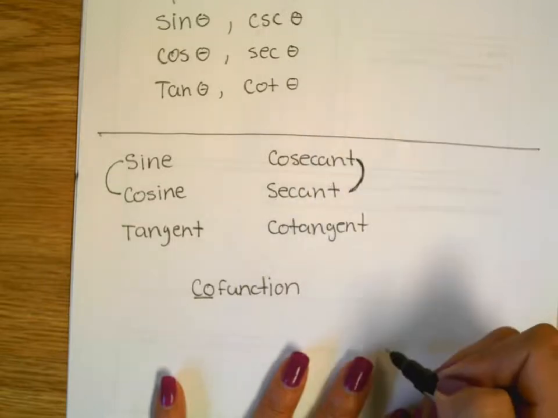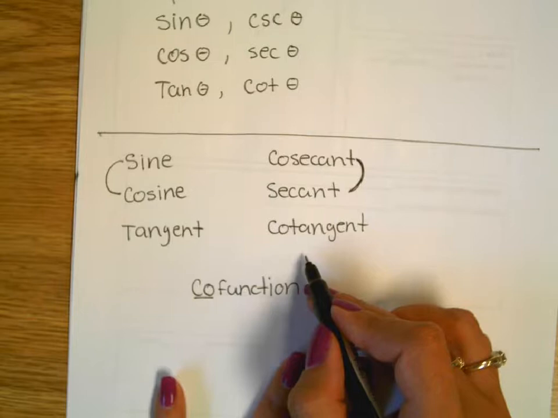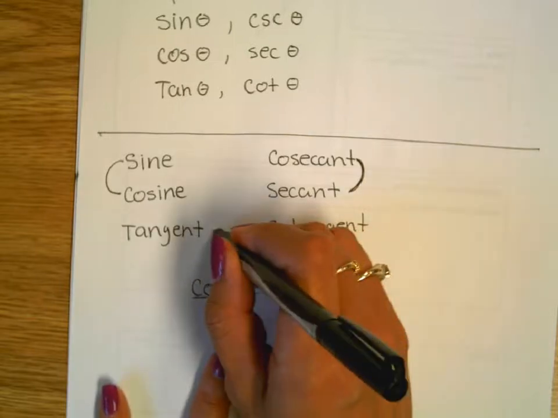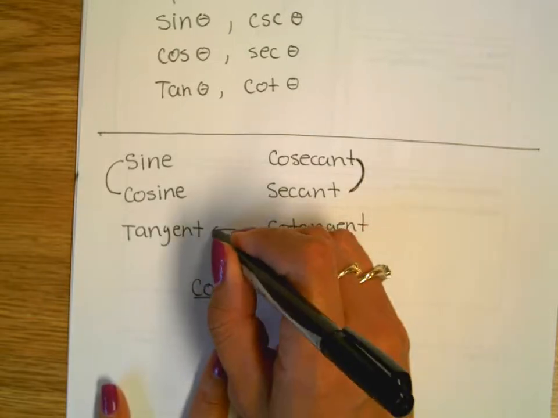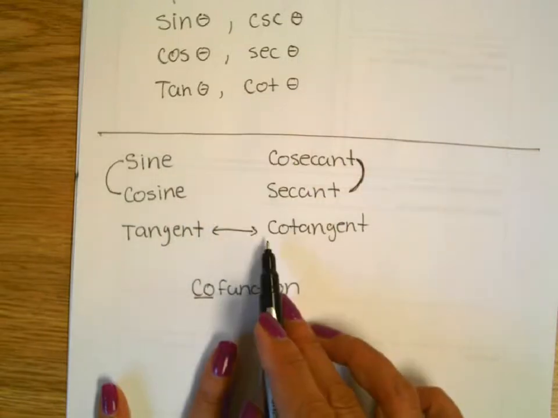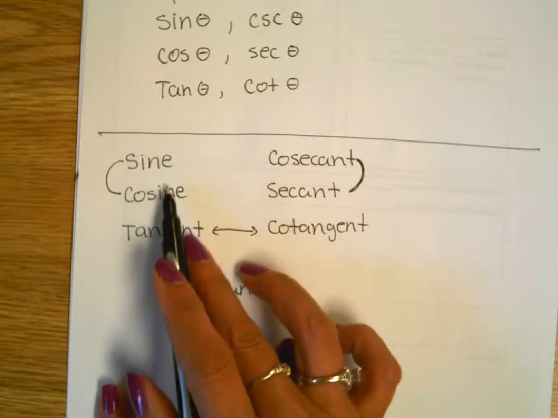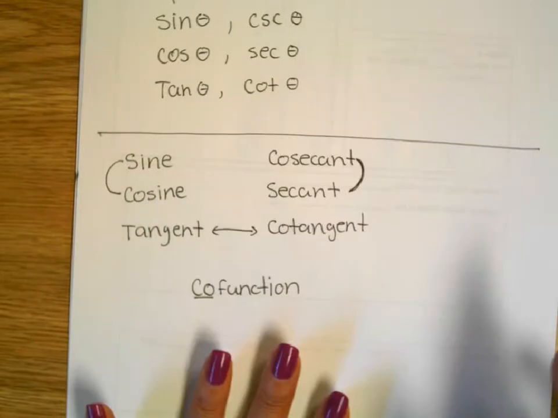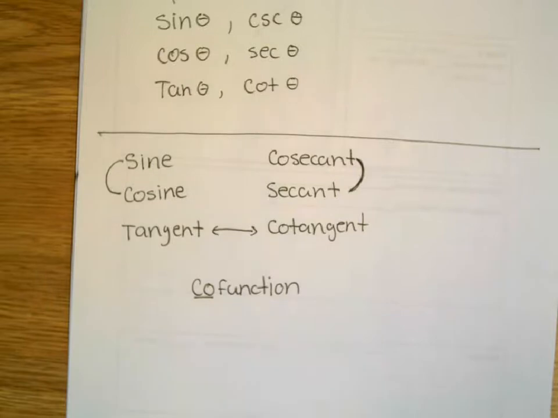And then tangent and cotangent, they're still paired up. So the only pair that didn't change was this pair. Tangent and cotangent are reciprocal functions, and they're also cofunctions. But notice our cofunctions here are not the same as here. So now you've got them paired up. Which ones are paired together?